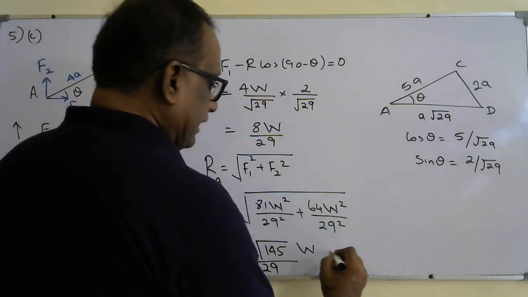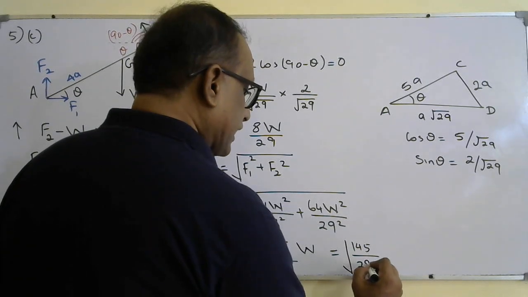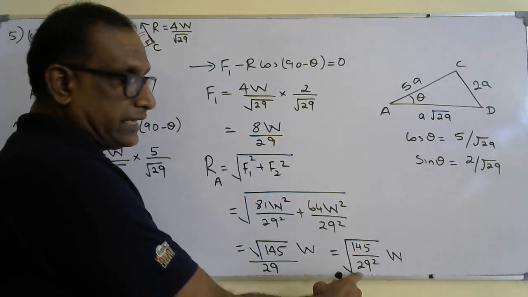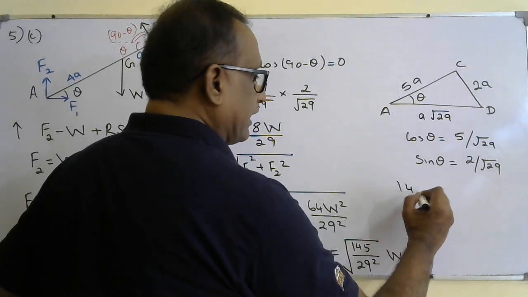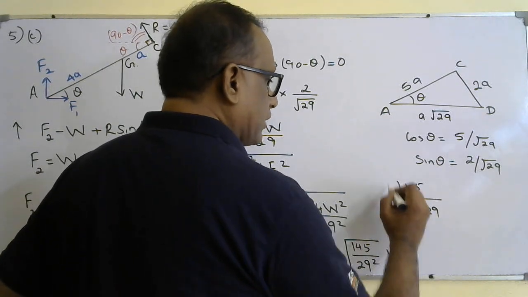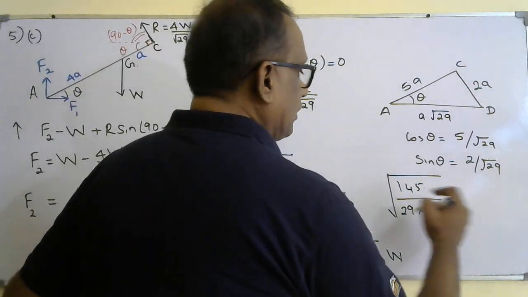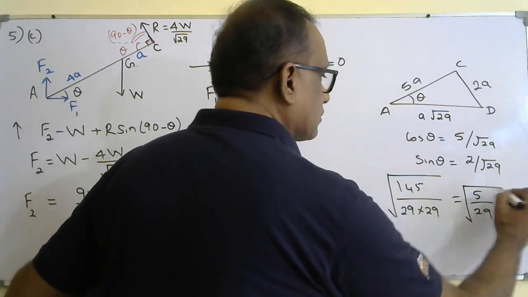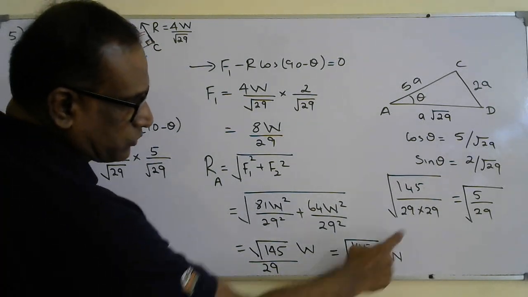So this I can write as equal to square root of 145 over 29 squared, times W. 29 squared could be written as 29 into 29. So 145 over 29 squared means 29 into 29. 145 over 29 is 5. So that is equal to square root of 5 over 29. You can write it that way.